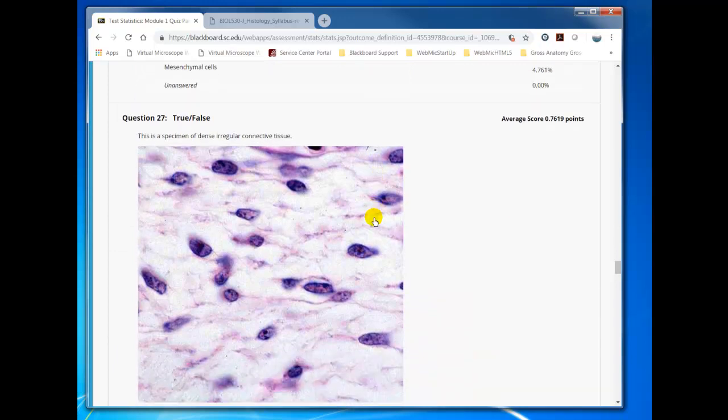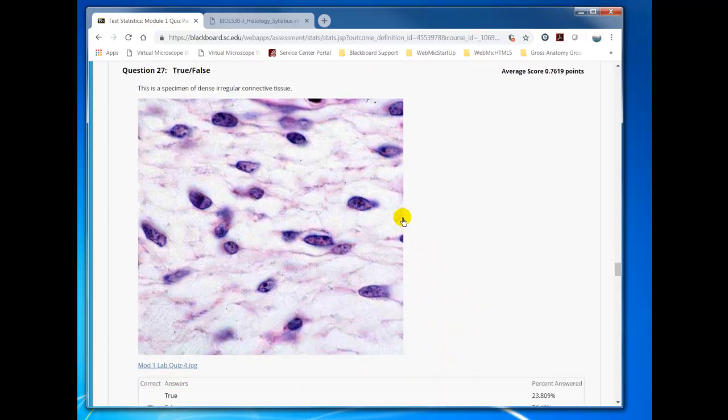Okay, now this is a specimen of dense irregular connective tissue. Now, if you're going to call something dense connective tissue, it's got to be dominant with fibers. And you just have little wisps of fibers here. And this is embryonic connective tissue. And these large cells are very similar to fibroblasts, but at this stage in the embryo, they're called mesenchymal cells.